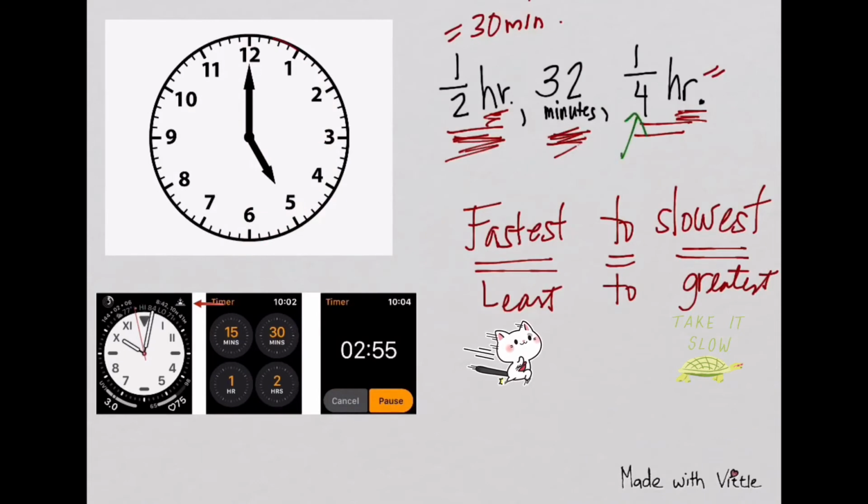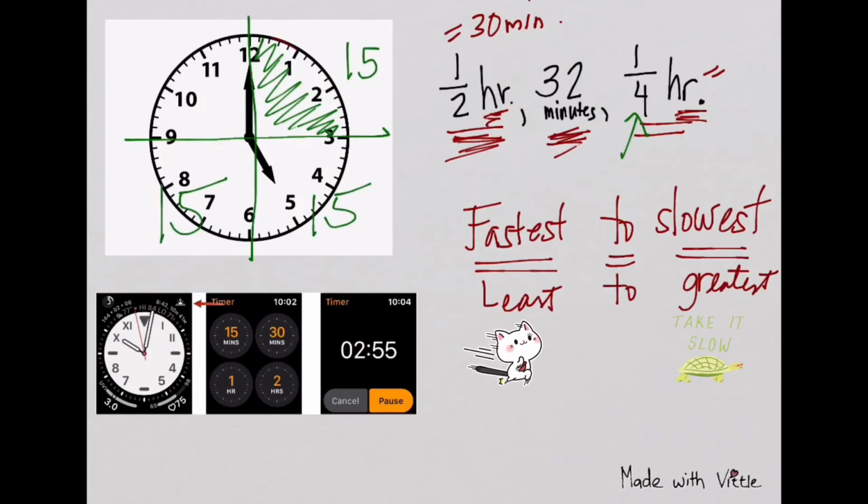Now the 1/4 of an hour means 4 parts. So we're going to cut this clock into 4 parts. And you know the fourth is 15 minutes. This is 15 minutes. This is another 15 minutes. And this is another 15 minutes. Therefore, 1 out of the 4 will be 15 minutes. 1/4 of an hour is 15 minutes. Now that everything is in minutes, we can easily compare them. And we can put them easily from fastest to slowest or least to greatest.